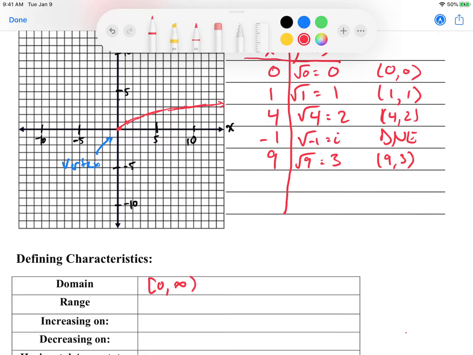So my domain is actually going to be from 0 to positive infinity. Now the reason I can't choose any value that's less than 0 is because any value that's less than 0 will give me an imaginary number, and we're dealing with the real plane.